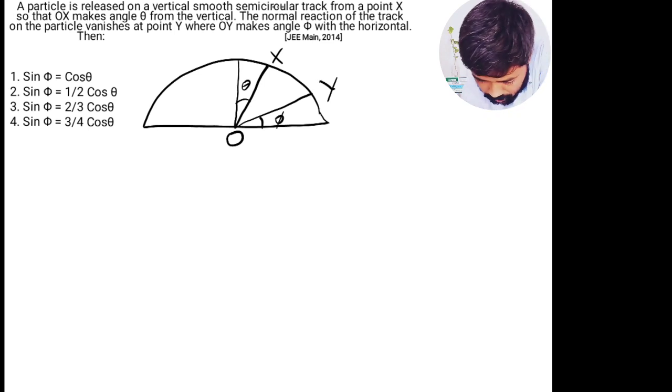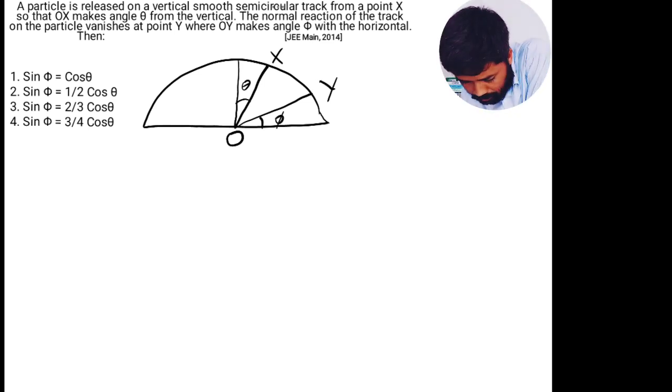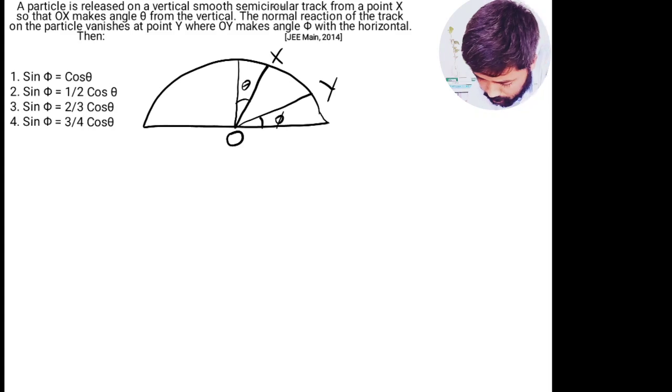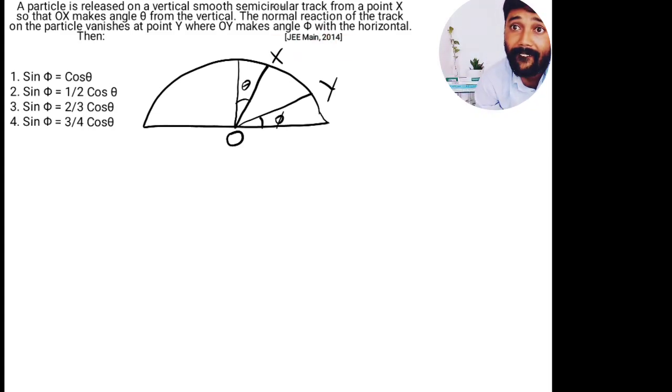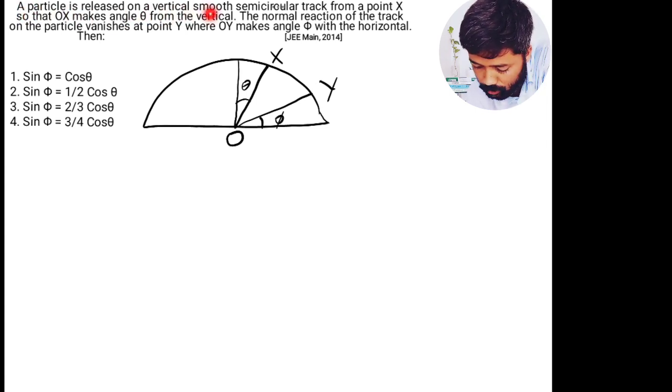Okay, today I'm taking one problem. It's a mains problem, and it was asked in JEE Main 2014. Okay, it was asked in JEE Main 2014. The problem says a particle is released on a vertical, smooth, semicircular track from a point X.